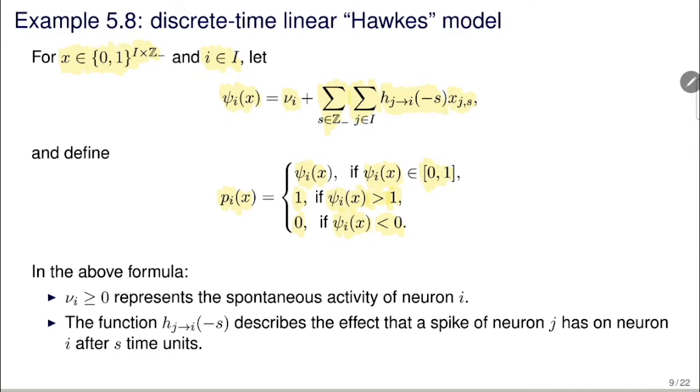In the definition of psi_I of x, the parameter nu_I represents the spontaneous activity of neuron I. To see this, take a past x such that x_{j,s} is equal to 0 for all j and s. Then the probability of observing a spike of I given this past will be nu_I. Even if I don't have any contribution of spikes of the other neurons, I still have a positive probability of observing one, which is nu_I. That's why we interpret nu_I as the spontaneous activity of neuron I.